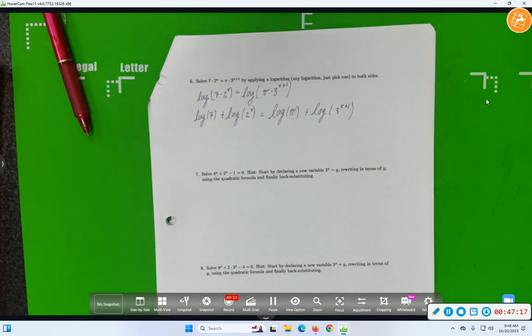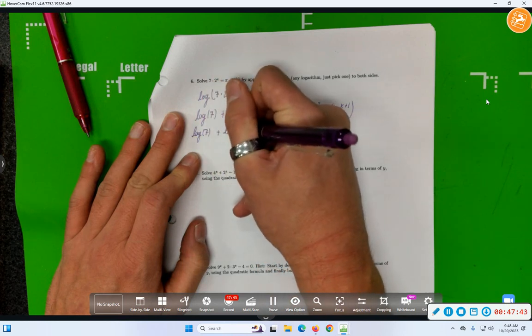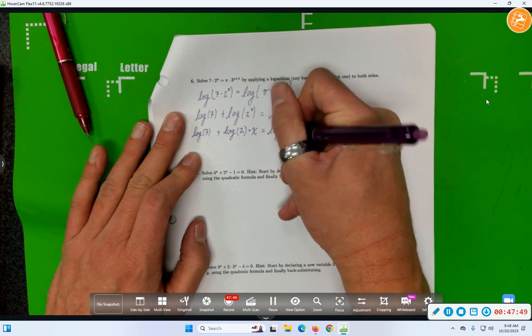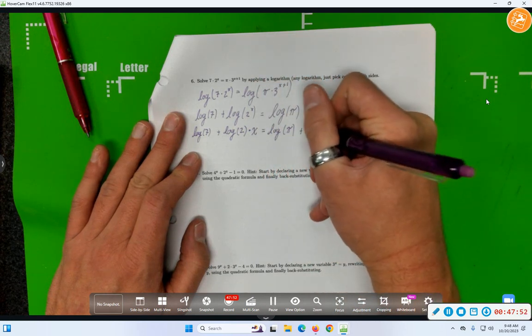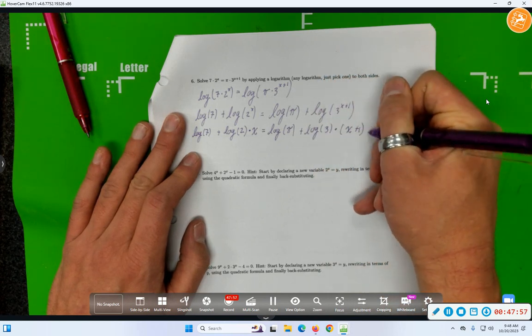Does the equation look different now? I guess now there's not multiplication, instead there's addition. That's kind of nice. There's also those exponents, but those exponents are inside a log. What happens when you exponentiate inside a log? It just becomes multiplication? Cool. So what I see here is the log of 7 plus the log of 2 multiplied by x is equal to the log of pi plus the log of 3 multiplied by x plus 1.